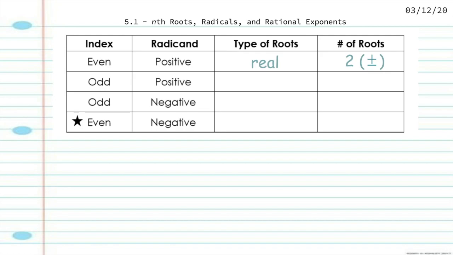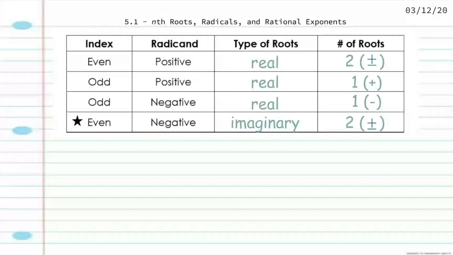Next row, when you have an odd index, so that's a cube root or a 5th root, and you have, again, a positive radicand, your answer is still going to be real, but you're only going to have one positive solution. Next, this would be when you have an odd index, so again, a cube root or a 5th root, but this time your radicand is negative. Again, your answer will be real. However, your root is going to be negative.